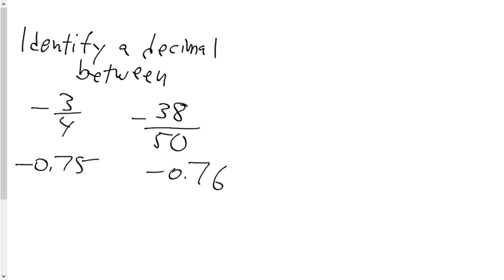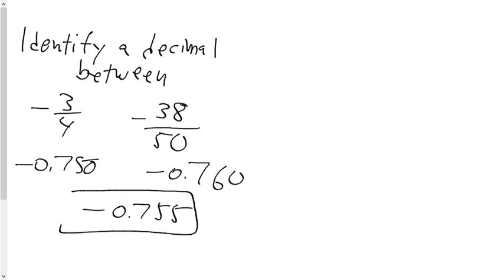Identify a decimal between there. So now we have our two decimals. We're going to put a 0 on each of these, an insignificant 0. And the one that would be in between there would be negative 0.755, which is our middle decimal, right between those two numbers. But you could also go with 0.751, 752, 753, anything of those.